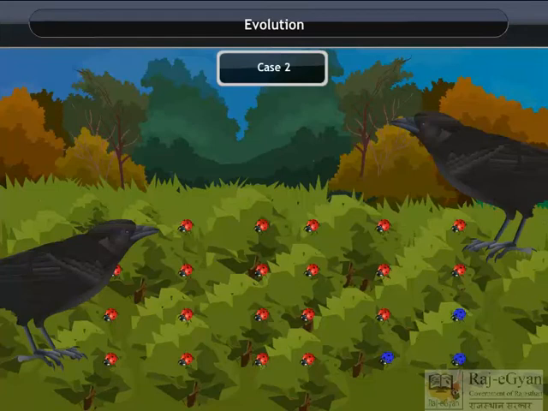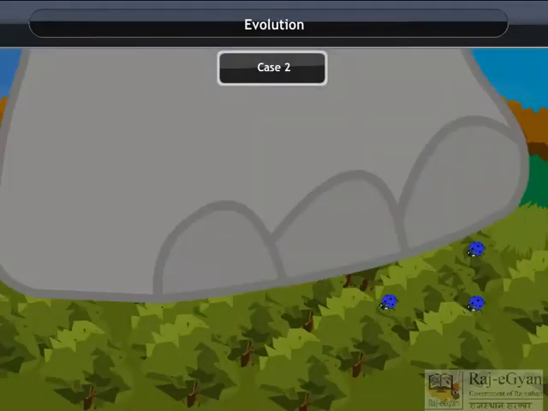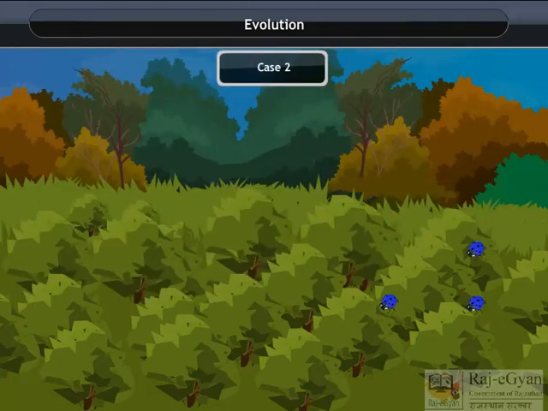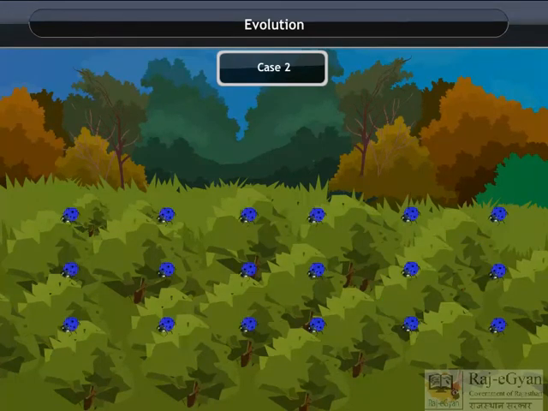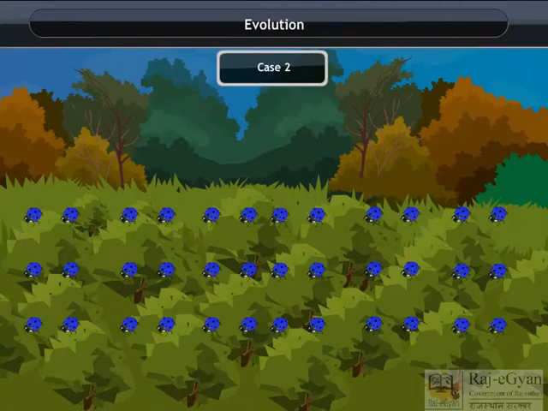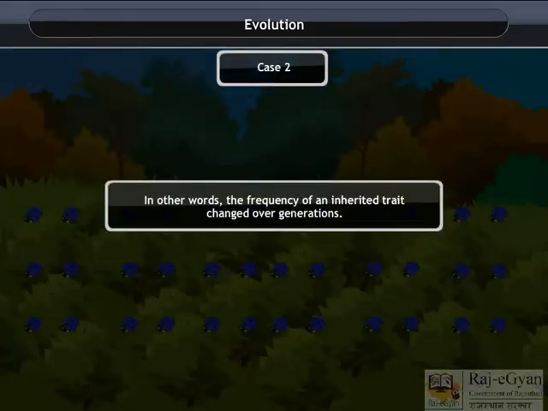But at this point, an elephant comes by and stamps on the bushes where the beetles live. This kills most of the beetles. By chance, the few beetles that have survived are mostly blue. The beetle population slowly expands again, but now the beetles in the population are mostly blue. In both cases, what started out as a rare variation came to be a common characteristic in the population. In other words, the frequency of an inherited trait changed over generations.